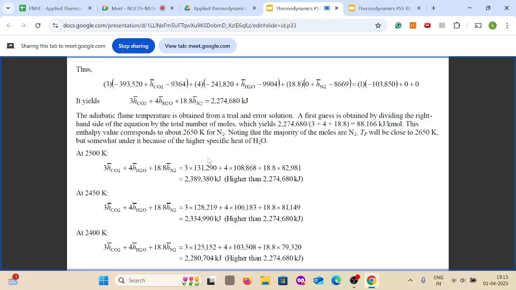Now we'll start with an initial guess. We can start with 2500. Substituting the enthalpy values corresponding to 2500 Kelvin, we find that the enthalpy value we get is more than what is there on the right hand side. So we reduce it a little bit. Next iteration, we take it at 2450.